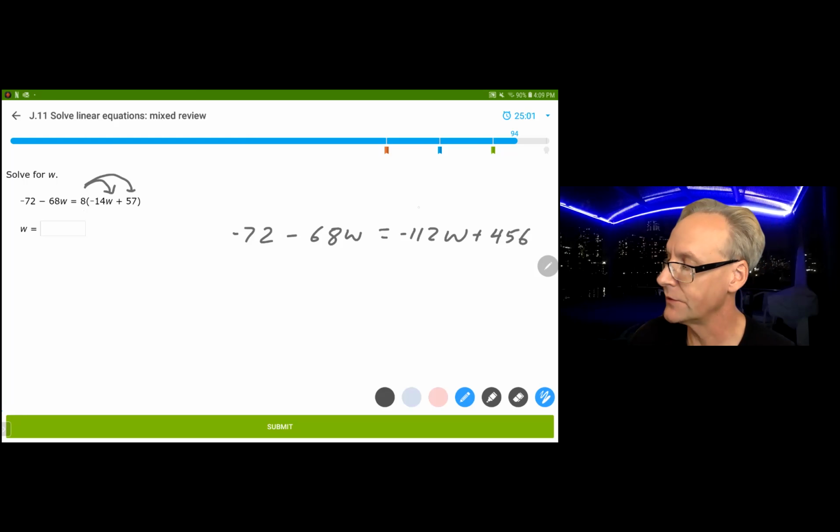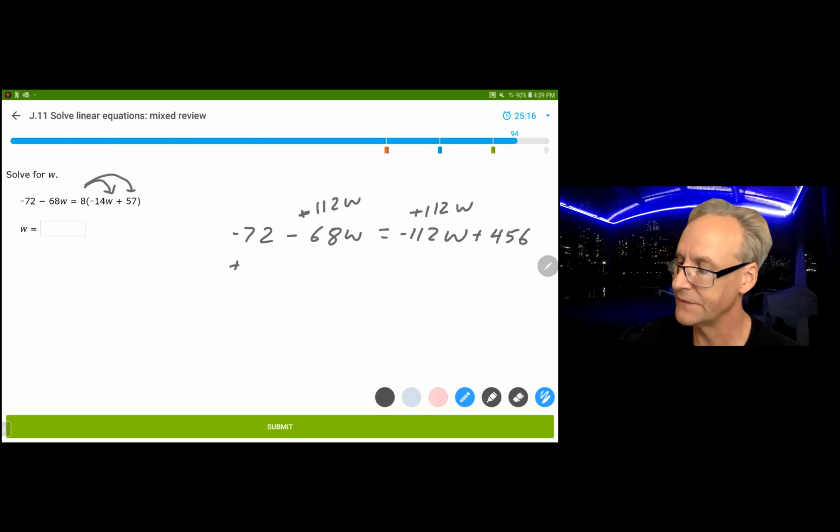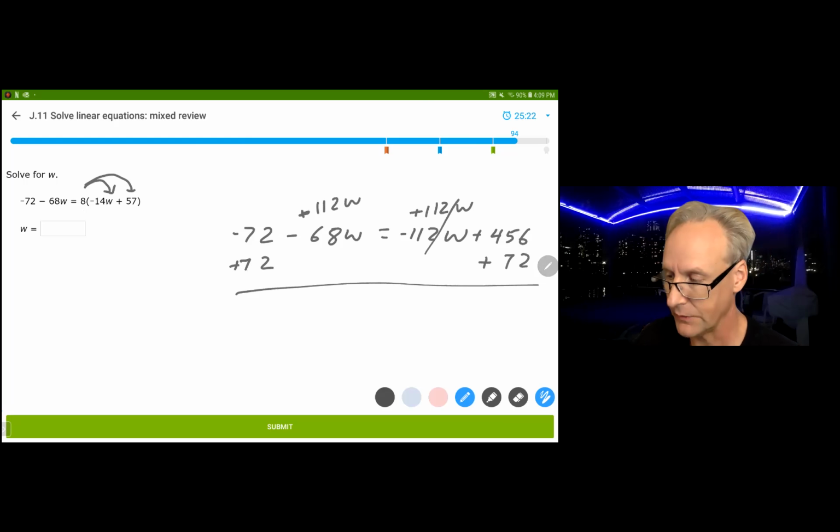And I'm going to go ahead and add the 68. No, I'm going to add the 112W to both sides. Don't put plus 112, put plus 112W. And I could add the 72 at the same time. I think I will. I'm going to add the 72 because I kind of know where I'm going with this. Because these are going to cancel out and these are going to cancel out. I'm going to have W's on one side and numbers on the other. You don't have to do them all in one step. It's just, I like it better that way.